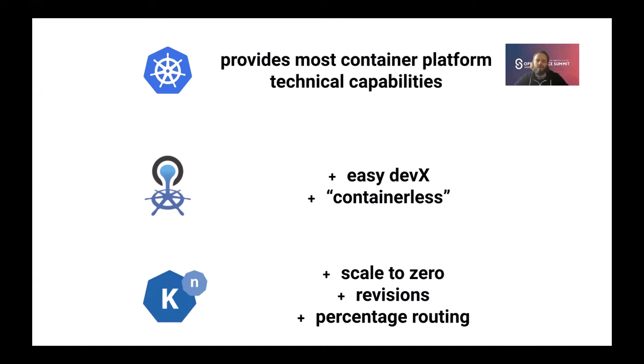And so Cloud Foundry can be seen as just a layer on top that provides some easier abstraction for developers. So a better developer experience, and to me, the most important factor. So it's totally free of containers. Now, Knative adds on a different way. It extends the possibilities to scale to zero, to do those revisions, to scale high automatically, and do percentage routing.